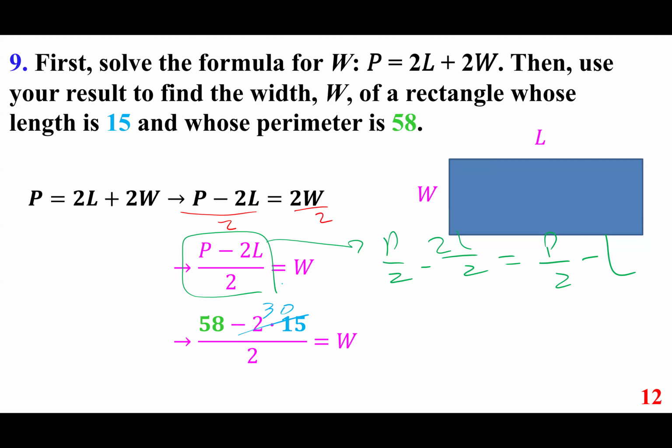58 minus 30, 28 divided by 2 is 14. And of course, 14 is the width plus 15 is 29 times 2 is 58. So you just check it in no time. I hope everybody is fine with that. It doesn't take long to check things. That's again the beauty of math. You can check your work, and I highly recommend you always do so when possible.